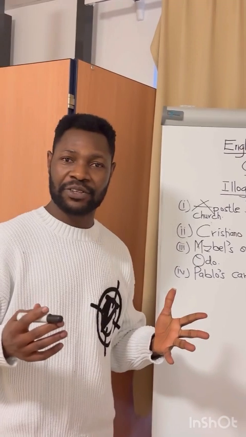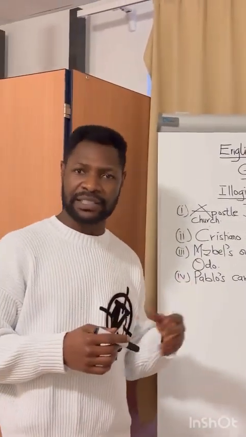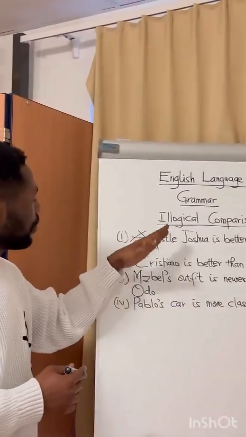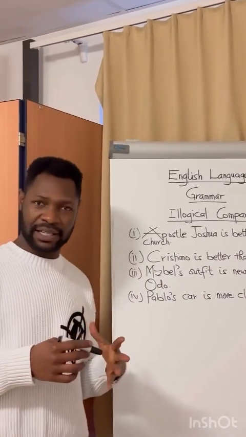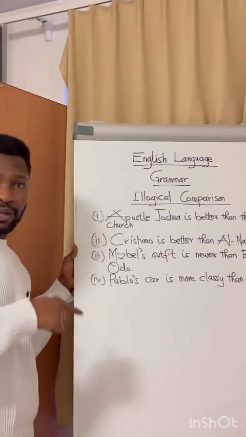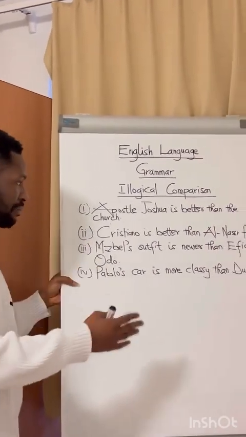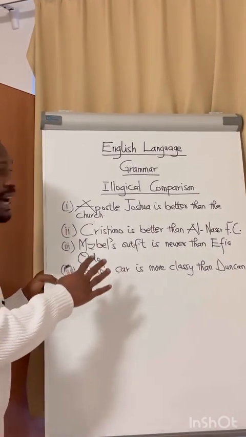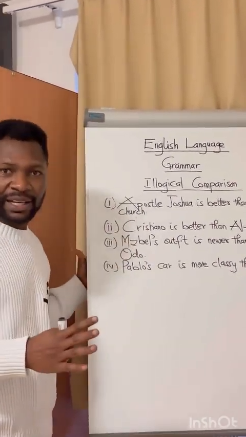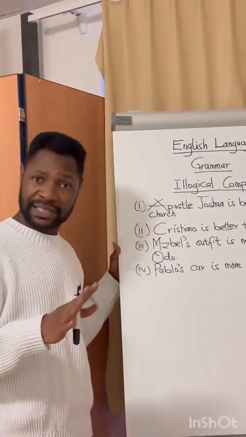All right, lovely viewers. This is a follow-up to the double comparison that we looked at. This is what we call illogical comparison. Now, if you look at the sentences we have on the board, you realize that there are four of them, and these sentences are called illogical comparison. We will come to find out what they mean. Why are they unacceptable grammatically?